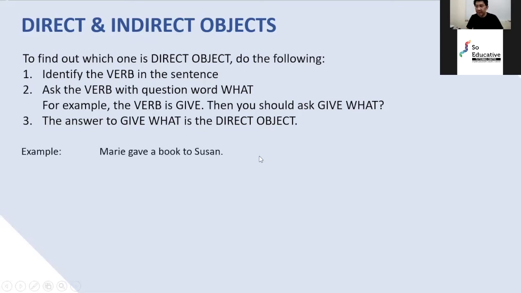Okay? So for example, we have this sentence. Marie gave a book to Susan. Step number 1, identify the verb. So in this case, the verb is give. That is the action word. That is the verb.